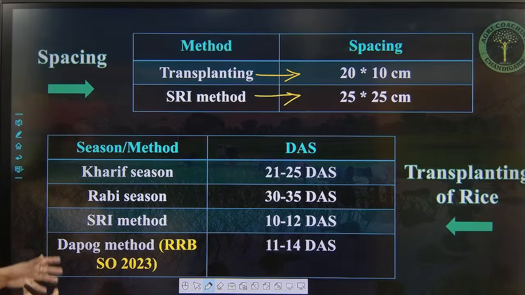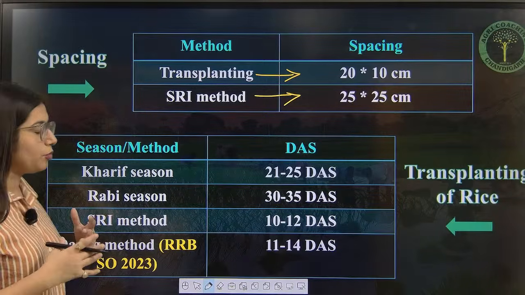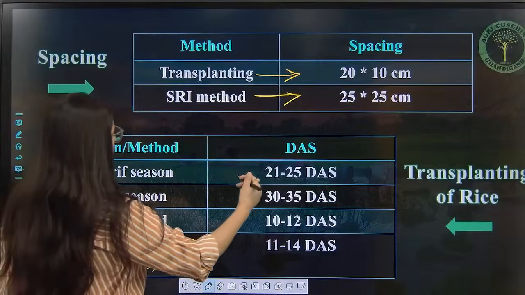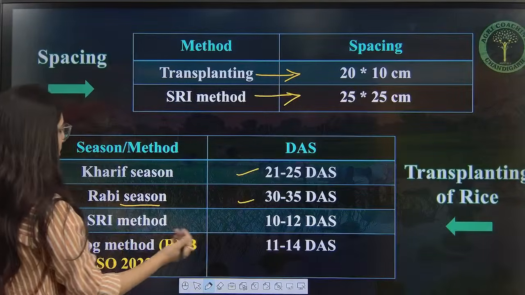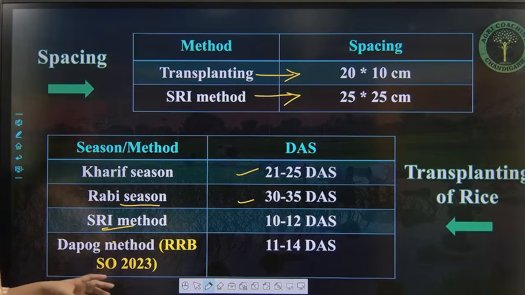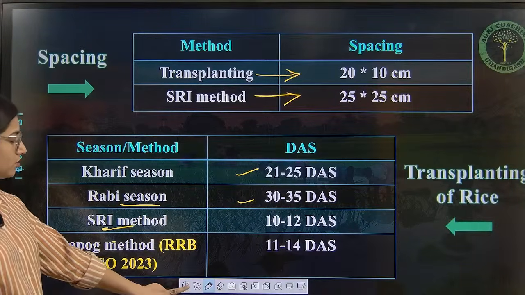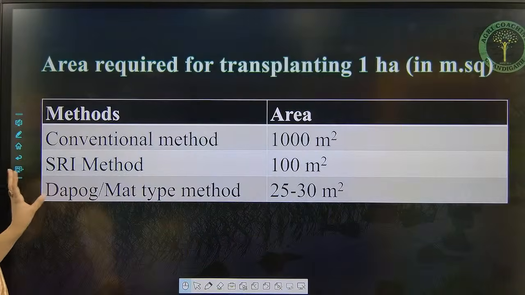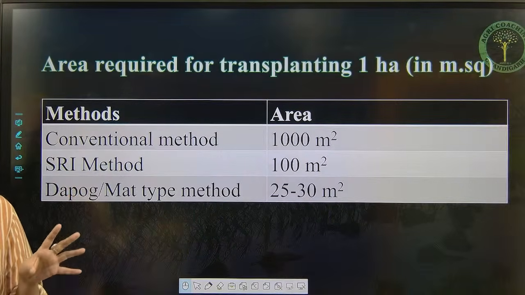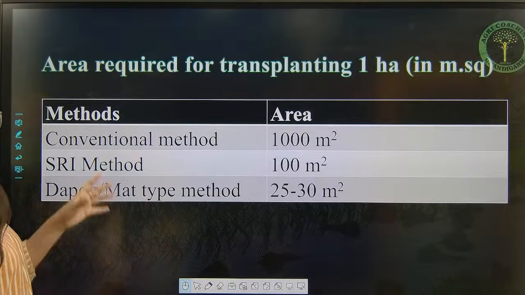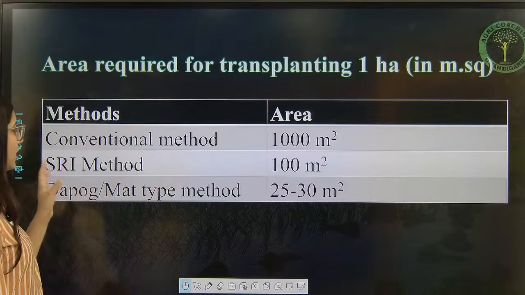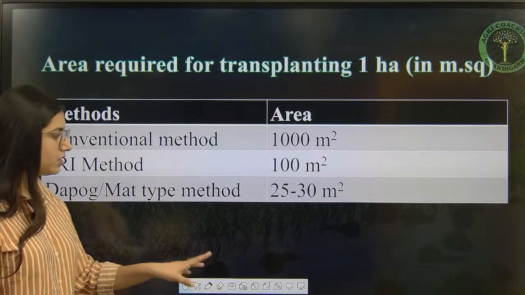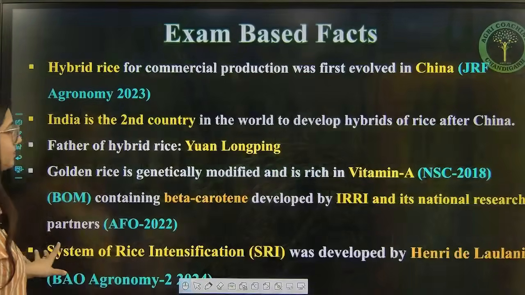The transplanting of rice means, in how many days is the nursery ready for transplanting? In case of Kharif season, it's 21 to 25. For the Rabi season, 30 to 35. By SRI method, it's 10 to 12. And around the Depog method, it's 11 to 14. It was asked in our RBSO 2023 exam. Now, area requirement for transplanting 1 hectare in meter square: conventional method 1000 meters square, SRI method 100 meters square, and Depog or mat type method, it's around 25 to 30 meter square.